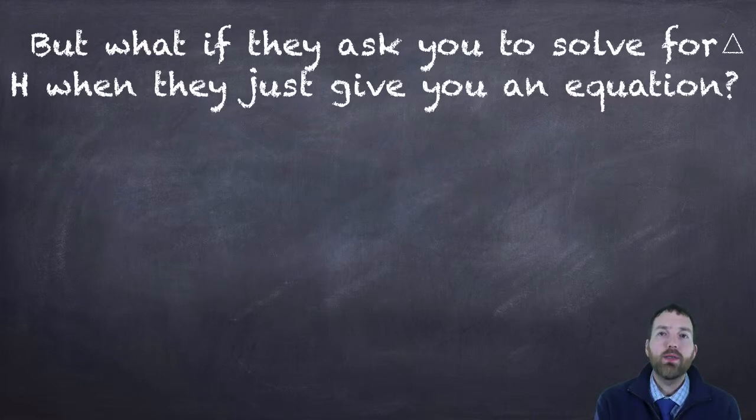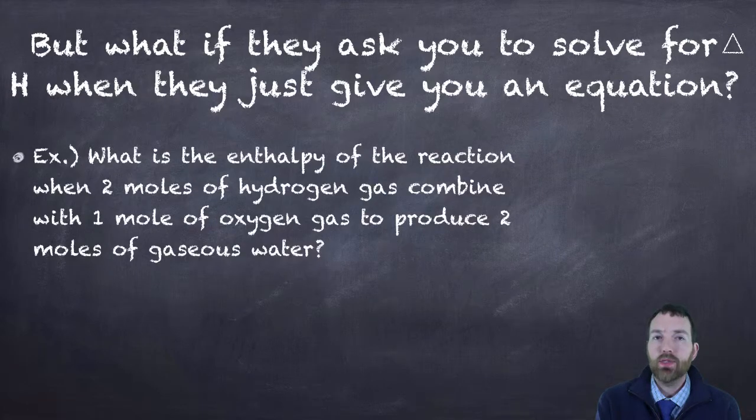But what if they ask you to solve for delta H when they just give you an equation? Like what if they said, what is the enthalpy of the reaction when 2 moles of hydrogen gas combine with 1 mole of oxygen gas to produce 2 moles of gaseous water? Well, the answer is use Table I. These are some of the most difficult reference table questions I see on the Regents because kids often don't know that this is a Table I question.